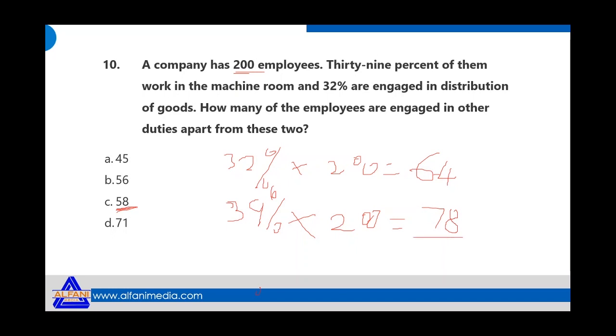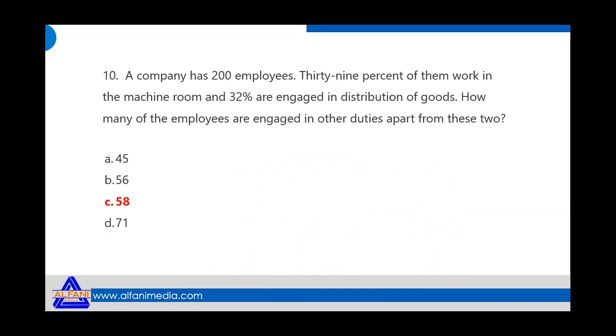Okay, so these two figures will be added together, and the answer will be 142. So this 142 will be subtracted from the 200. So we have 200 employees minus 142 employees. That will give us the same answer as this 58. When you take your time and do it, that will give us 58. All right, so the answer is 58.